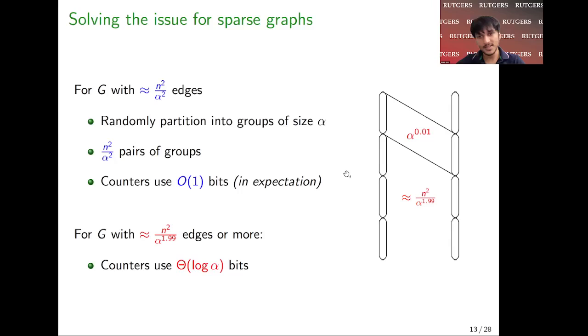But as soon as this goes slightly above, so the number of edges increases by a small factor, so it's n square over alpha to the 1.99, now these pairs of groups have alpha raised to 0.01 edges between them, and I again need log alpha bits. And this is a problem, right? So we've solved the problem for sparse graphs, but as soon as the graph gets slightly dense, we run into this issue again.